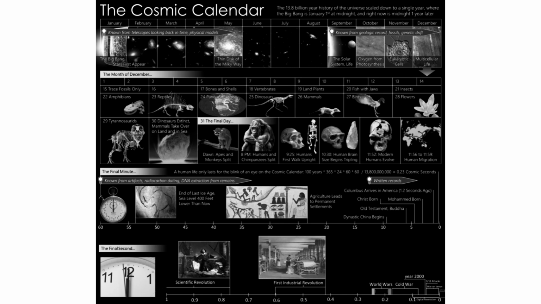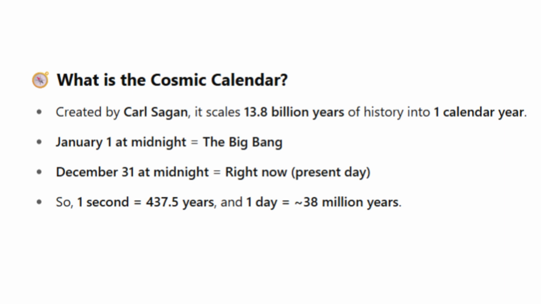This is going to be a good time for us because we will learn a new topic in ancients, that is, the cosmic calendar. The cosmic calendar: a visual representation of the 13.8 billion year history of the universe compressed into a single calendar year. It helps us grasp how recent human history is in the context of cosmic time. So let's begin. What is the cosmic calendar?